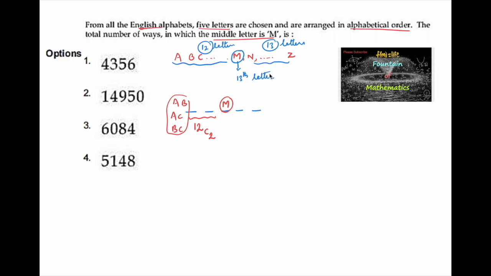Similarly, after M, since there are 13 letters, out of 13 letters, we have to select 2 letters in alphabetical order. We are not supposed to arrange. So 12C2 into 13C2, and M is a fixed way, so this is only one way. So finally we can say that the required number of ways is equal to 12C2 into 1 into 13C2.